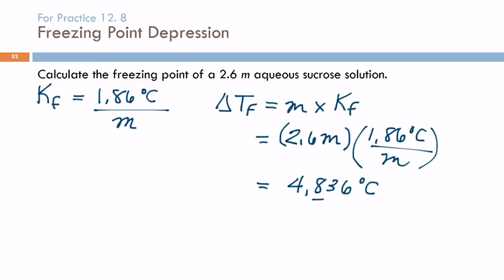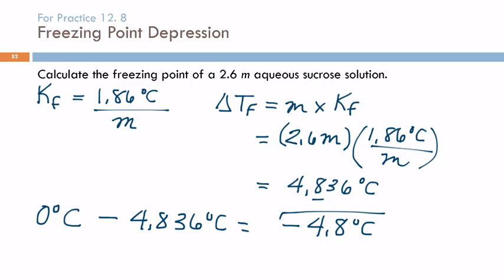It says calculate the freezing point. Is that the freezing point? No. That's the change in the freezing point. How do we figure out what the freezing point is? Well, you take the original freezing point and you go down this much. So the normal freezing point is 0, and really it's exactly 0 because it's defined that way. 0 degrees Celsius minus the change is going to give us, I'm going to round it off now, minus 4.84 degrees Celsius. Any questions?